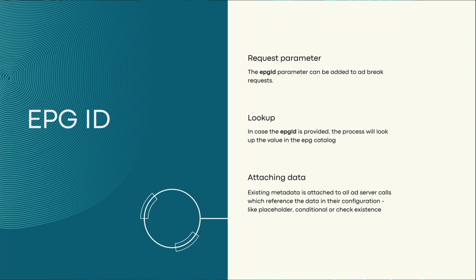In case you provided the EPG Id, our system will look up the information behind that EPG Id within the EPG catalog. If there's existing metadata, it is attached to all ad server calls which reference the data in their configuration, like placeholders, conditionals, or existence checks. But of course, the first step is to ingest that data into our system.